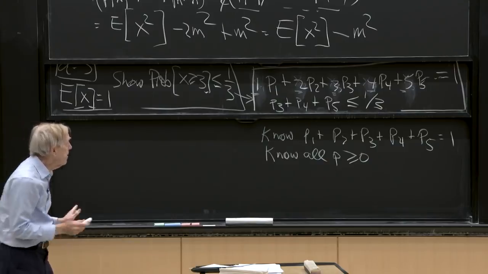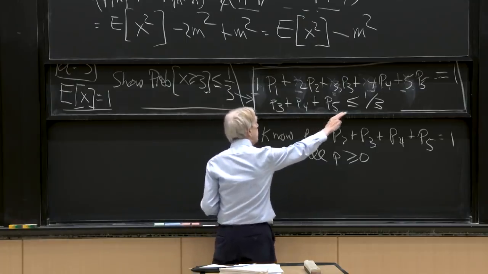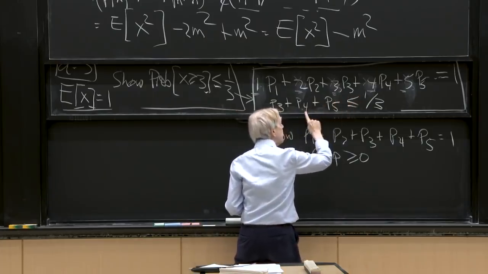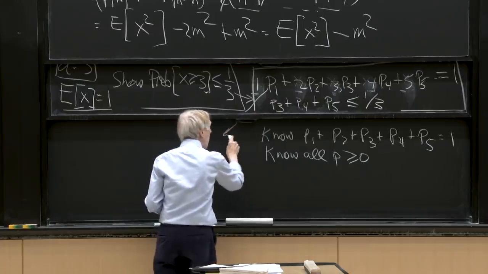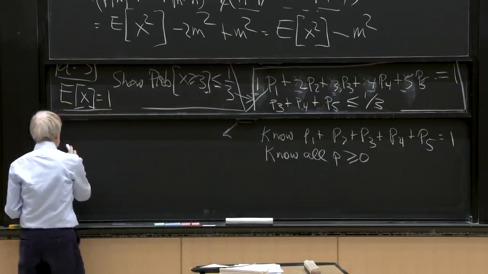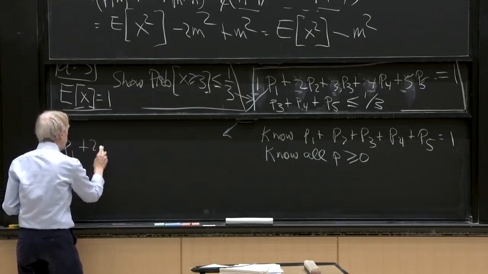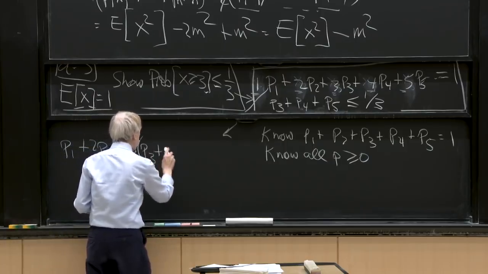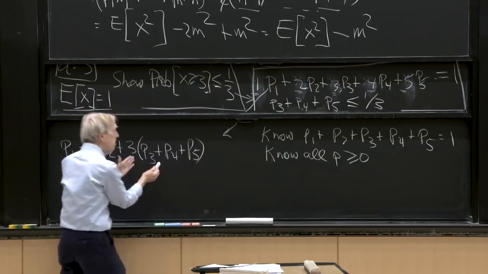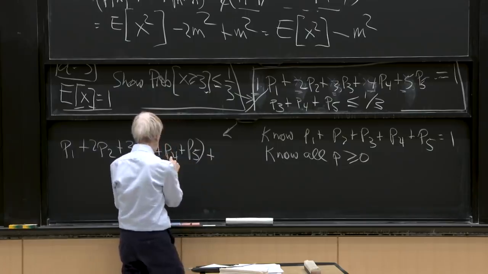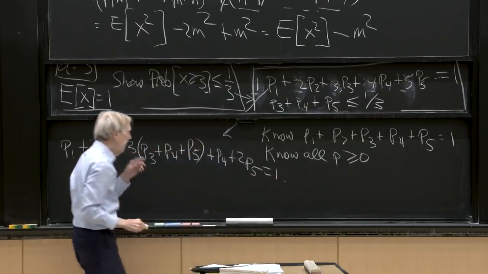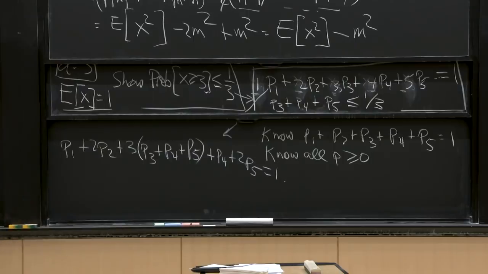So here we go. I think my idea is this is looking at 3 times P3 plus P4 plus P5. So I'm going to take 3P3 plus 3P4 away from this. So this will say P1 plus 2P2 plus 3 of P3 plus P4 plus P5. I'm just picking out 3 of those guys. Plus, I have 1 more P4 to account for, and 2 more P5s gives 1. Good?